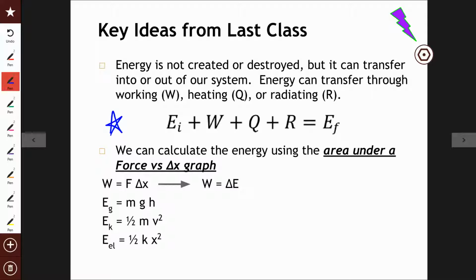And remember, we don't necessarily have to memorize the variables and how they're added together, but it is memorizing that the initial energy plus any energy transfers is going to give us our final energy. Right? And what are the three ways we can transfer energy? Not temperature. Heating, radiating, and working.